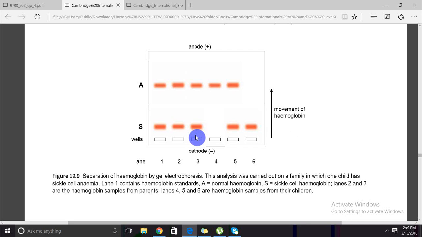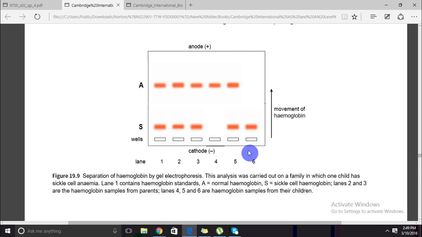And as you know, sickle cell carriers are expressing both the normal gene and the abnormal gene. So some of their hemoglobin will be normal and some of the hemoglobin will not be normal, and that's why we will have both bands, right? But 4 is not a carrier and so only has a band over here. 5 is also a carrier because it has both bands.